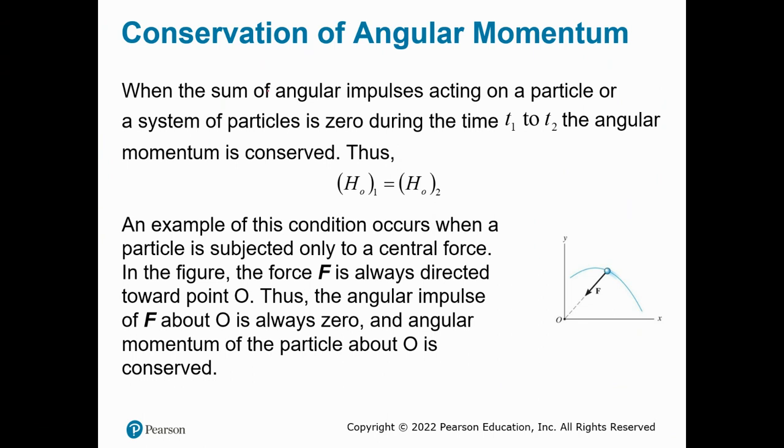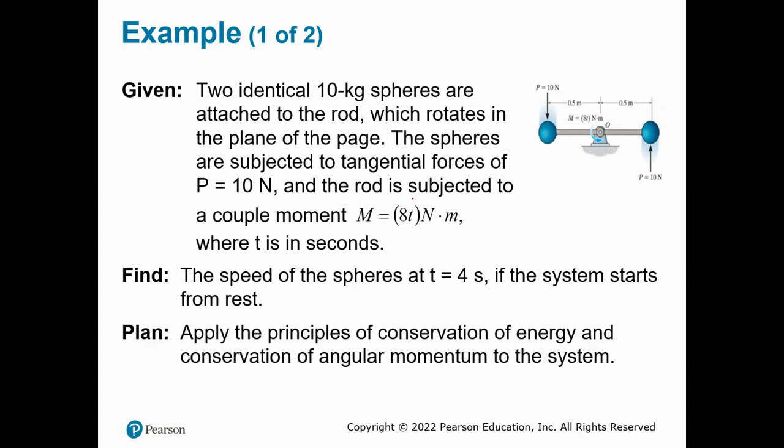Under the condition that the sum of moments acting on the particle or system of particles is zero during that time, my initial angular momentum equals my final angular momentum. We are going to look at some examples together.